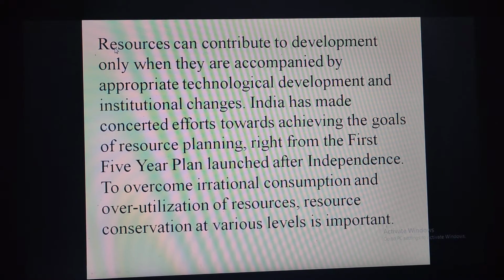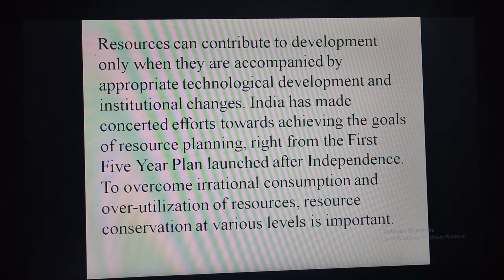So let us see something else about this. Resources can contribute to development only when they are accompanied by appropriate technological development and institutional changes. Means these resources can contribute to the development, but not singularly or just by themselves; they cannot give the proper benefit. With these resources, we have to use appropriate technological development and institutional changes also. Only then will these resources be utilized properly and be beneficial for everyone.